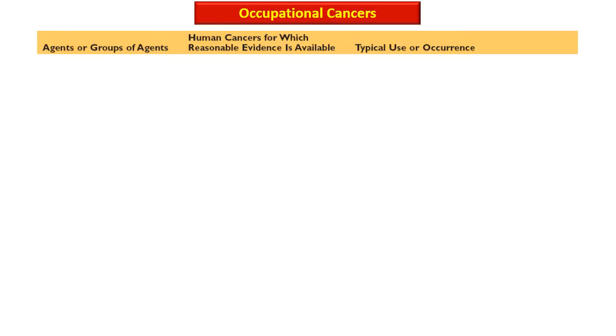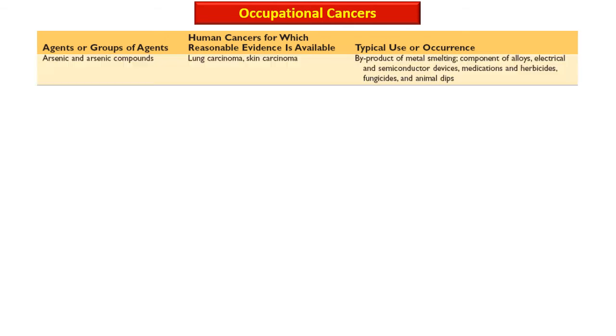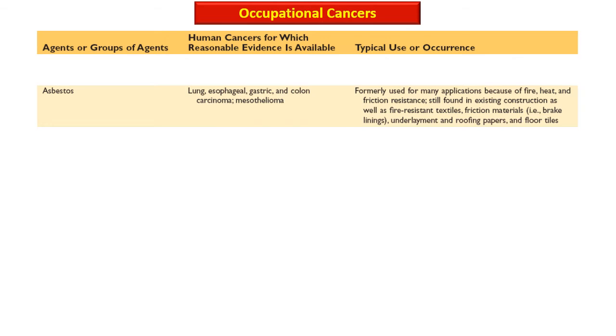This table is from Robbins' textbook of pathology, 10th edition, and it shows that occupational cancers are associated with some agents, and it also relates the type of cancer associated with that particular agent. Arsenic and its compounds are there as a byproduct of metal smelting, a component of alloys, and a component of electrical and semiconductor devices. They are also used in medications, herbicides, fungicides and animal feed. They are associated with lung cancers and skin cancers.